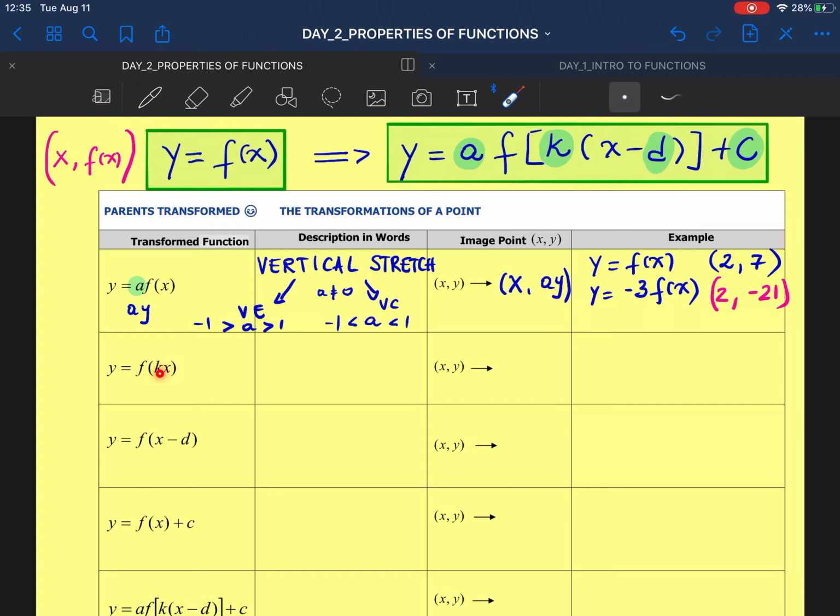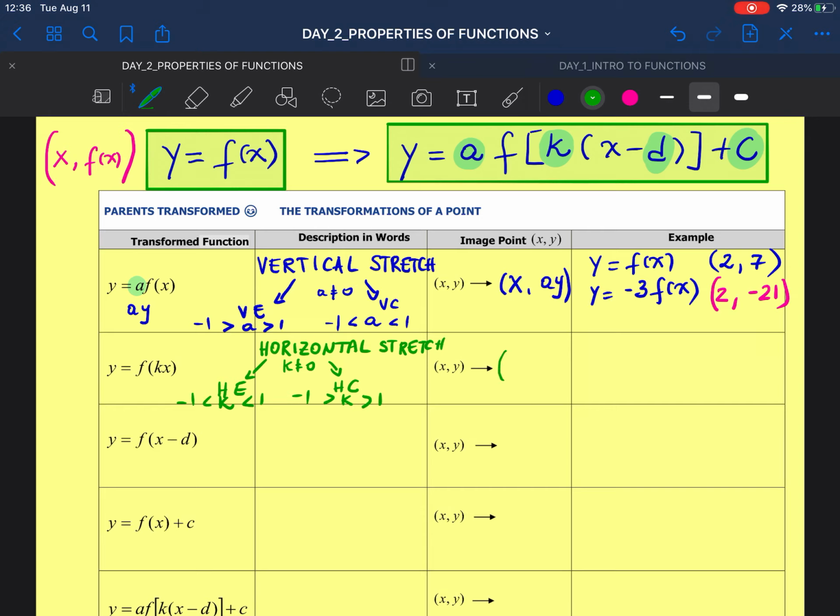Okay? The next transformation is the one that is caused by the coefficient k. Remember, coefficient k is the coefficient of x. What that means is that the x variable will be affected by it. So k causes a horizontal stretch. Now, the horizontal stretch will be in the form of a horizontal expansion if k is between 1 and -1, or it would be a horizontal compression if the value of k is bigger than 1 or less than -1. Remember, k also has to be different than 0.